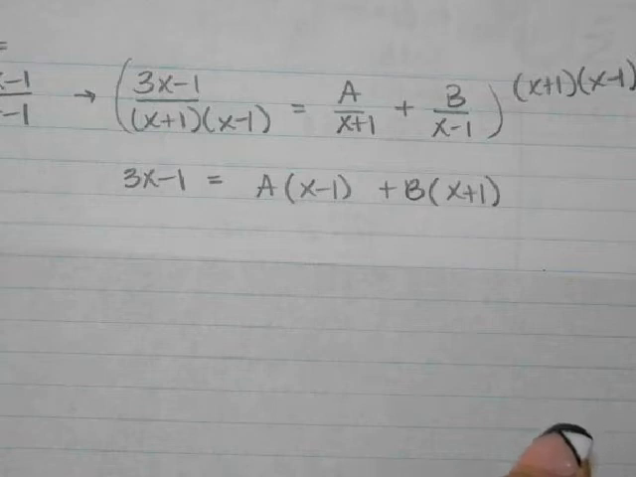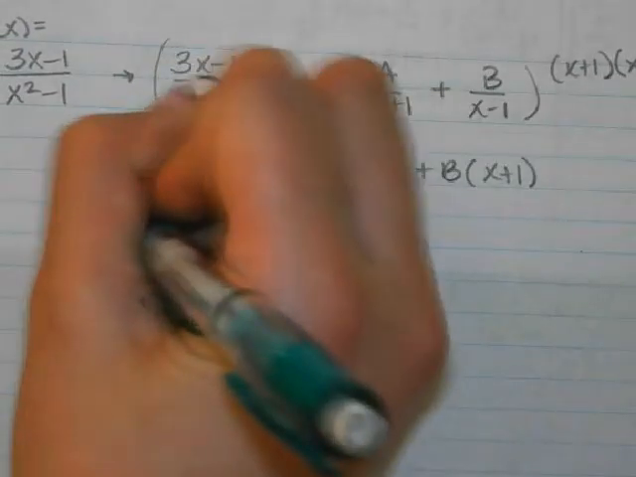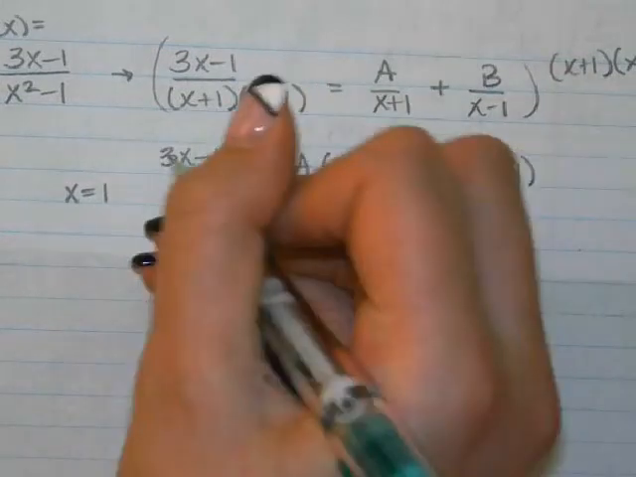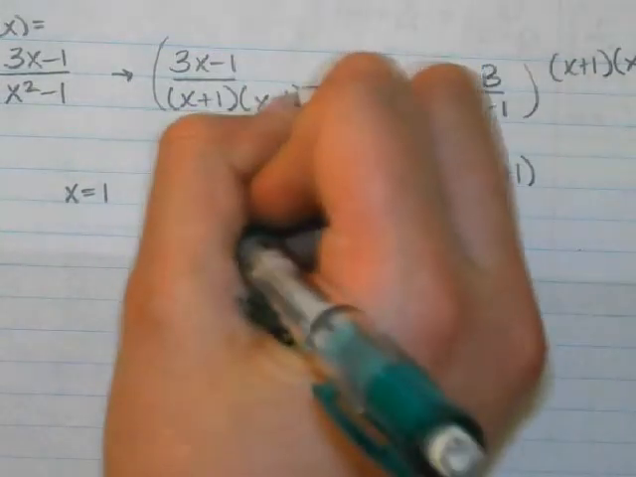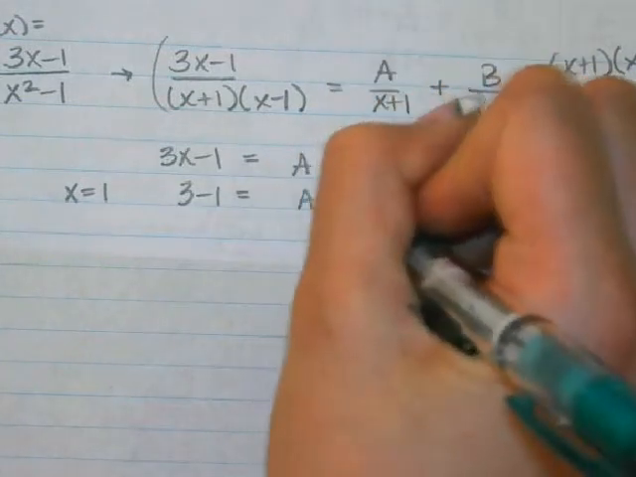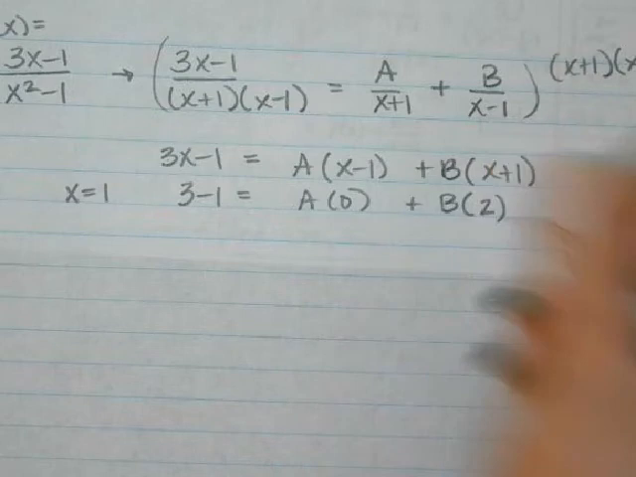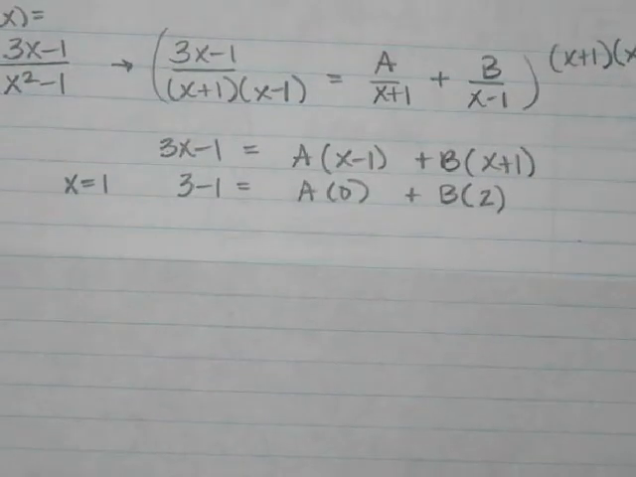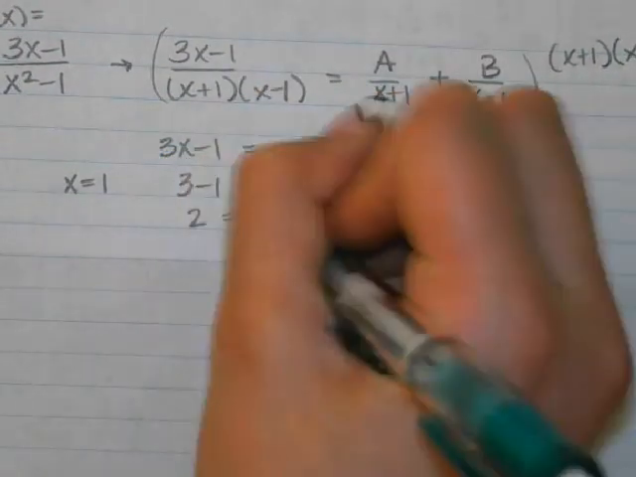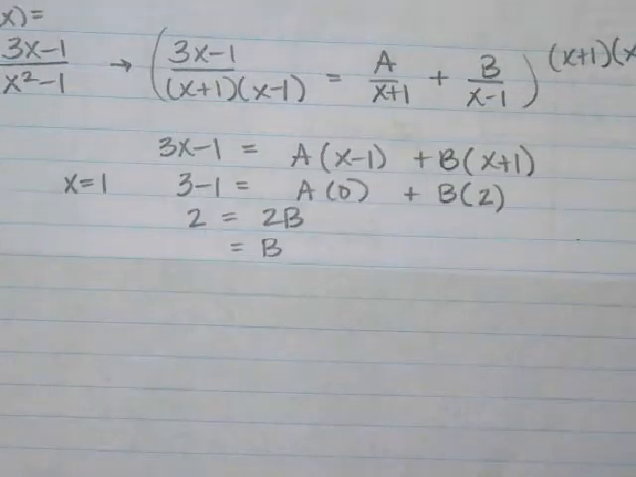And then how do we figure out what the a and the b are? Plug in some numbers. So what number should we plug in for x first? 1. Okay, if x equals 1, then 3 times 1 is 3. If we plug in 1 here, we get 0. If we plug in 1 there, we get 2. So we get 2 equals 2b, and then b equals 1.